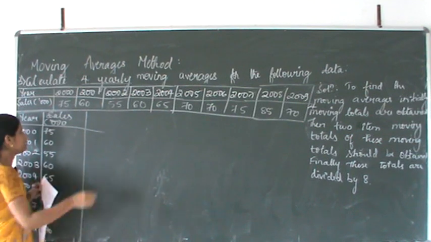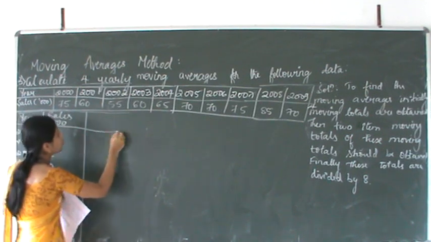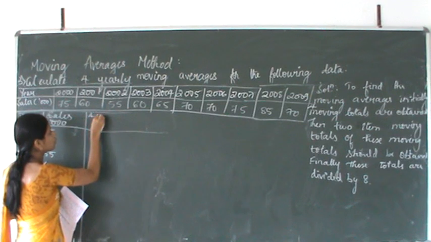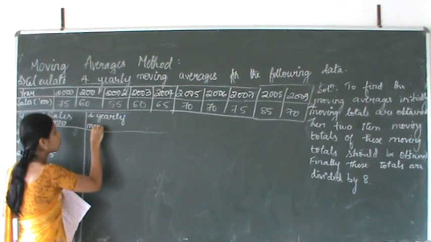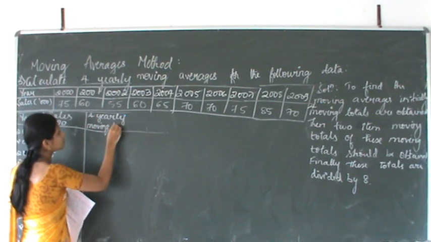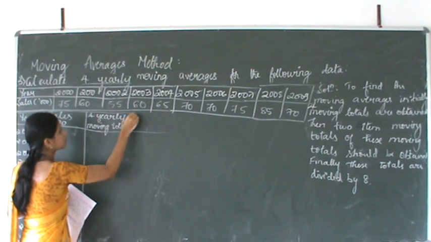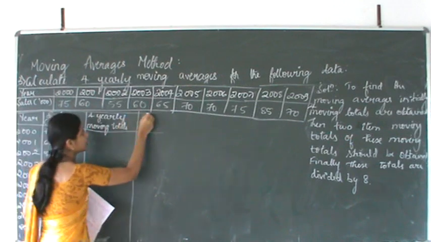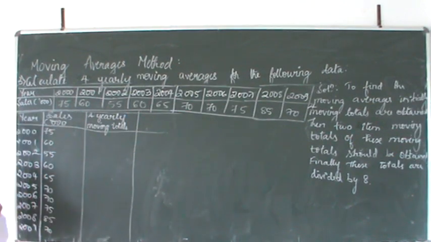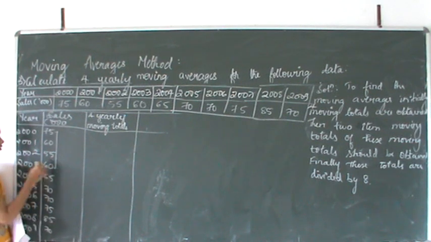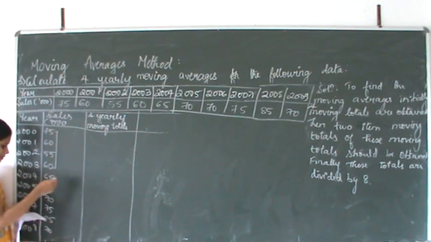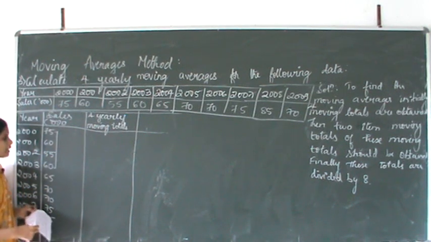Next column will be, as I told you, first the 4 yearly moving totals will be calculated. Four yearly moving totals we are going to obtain. So first 4 years will be considered: 2000 to 2003. 75 plus 60 plus 55 plus 60. The value will be 250.